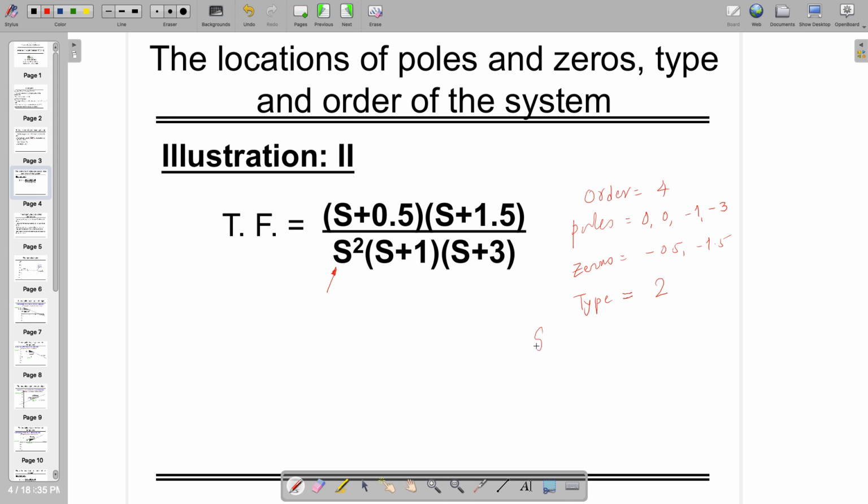And if you are interested in the small signal AC gain, or some people call it low frequency gain, or you can also call it DC gain.